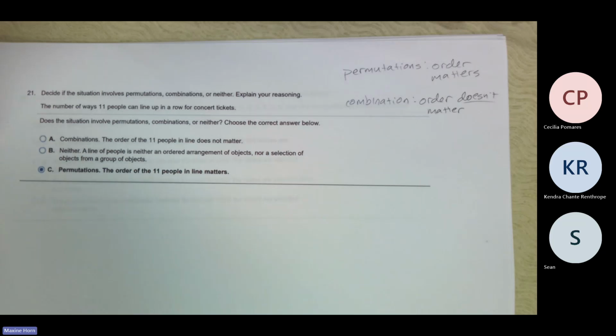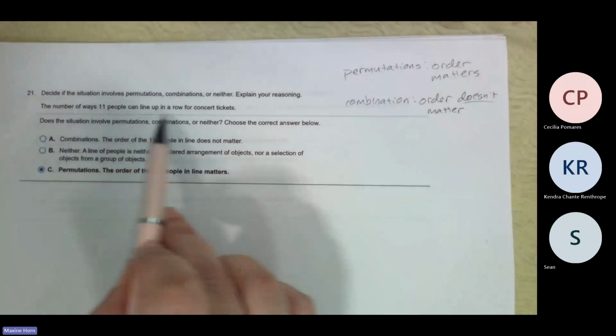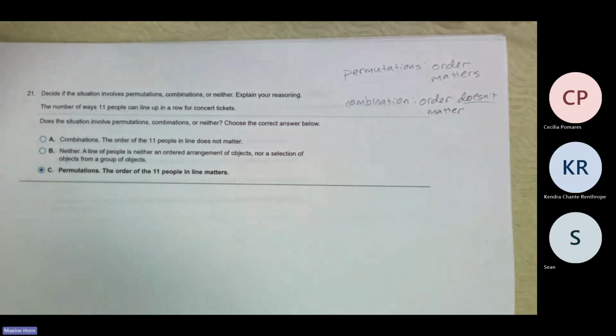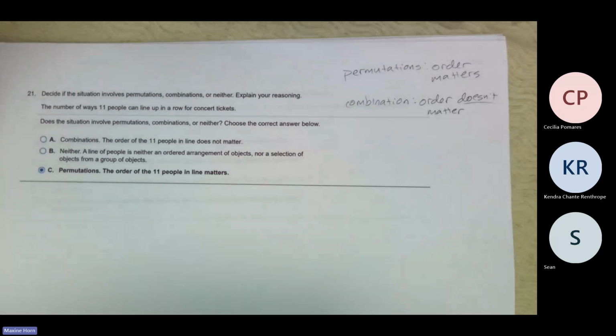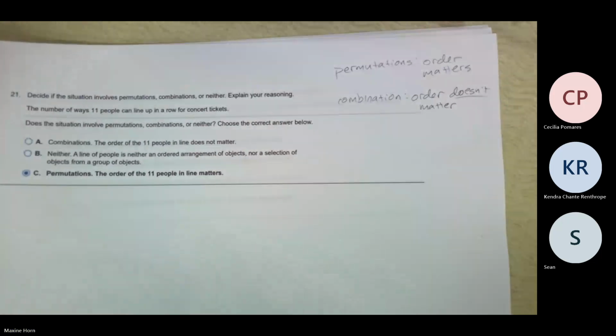So, how many ways can they line up in a row for concert tickets? It's a permutation because the order matters. Right? Am I going to be first in line or am I going to be last in line? Maybe I don't get a ticket because I'm last in line. Right? Okay. All right, number 22.